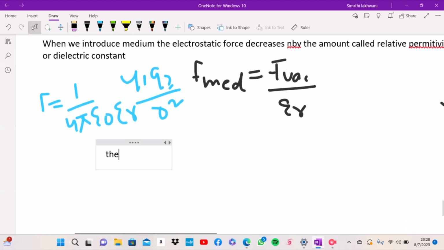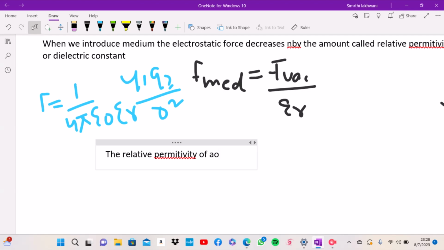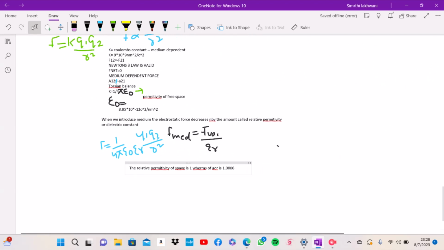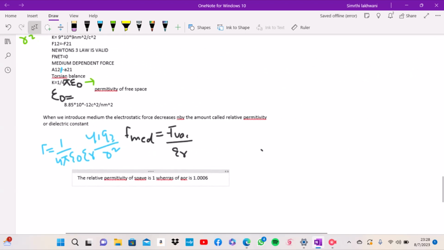The relative permittivity of free space is 1, whereas that of air is 1.0006. I hope this is clear to you.